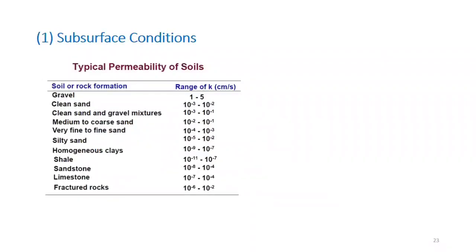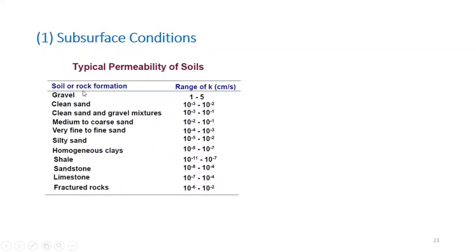So you can see starting from gravel, it can go as high as 1 to 5 centimeters per second. And in case of the clays, homogeneous clays, it can go as low as 10 raised to minus 9 centimeter per second. And if you have shale, you know that shale is a highly over consolidated clay, so this gets permeability as low as 10 raised to minus 11. Sandstone, limestones, fractured rocks. So you can see different types of rocks and their relevant permeabilities.